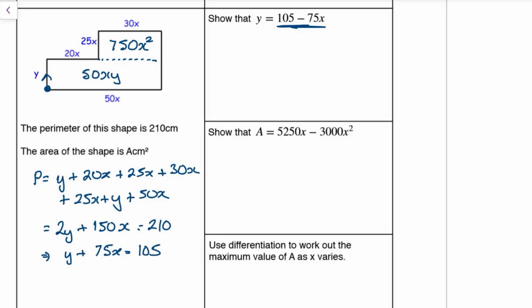And I can see this has now worked. So it must therefore be the case that y is equal to, move the 75x to the other side, 105 minus 75, write it correctly, 75x. Question done. Nice little starting question.